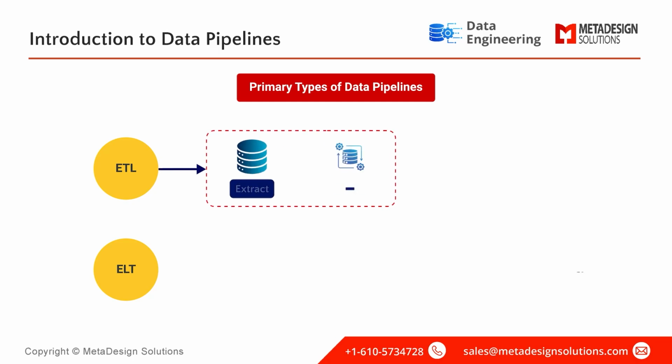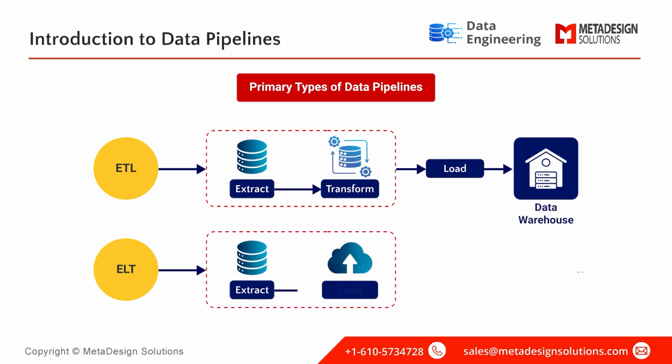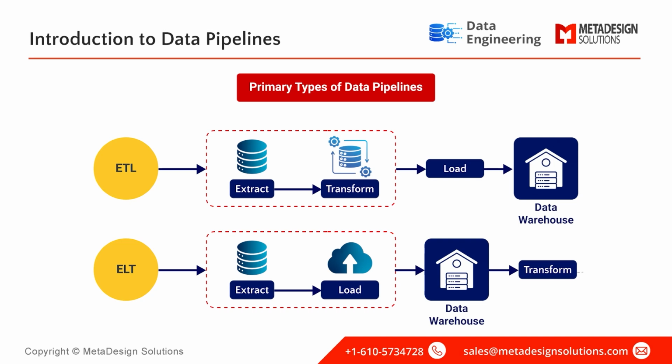There are two primary types of data pipelines, ETL and ELT. ETL, extract, transform, load. In this method, data is extracted from the source, transformed into the desired format, and then loaded into the storage system. This approach is commonly used when transformations are complex or must happen before storage. ELT, extract, load, transform. Here, data is first extracted and loaded into storage as is. Transformations occur later within the storage system. ELT is preferred for modern cloud architectures where large-scale processing can be performed in data warehouses.